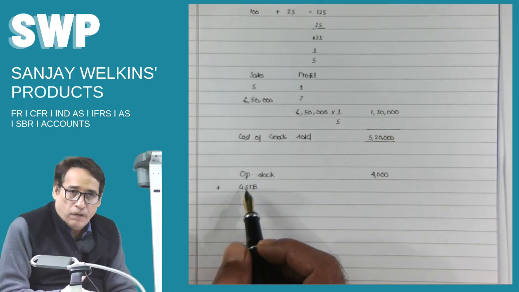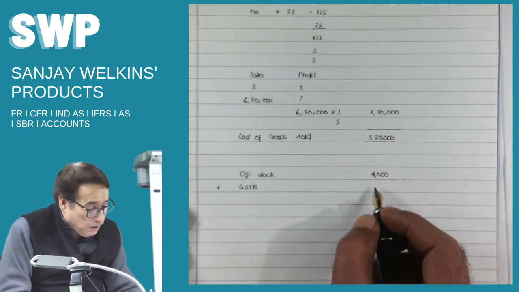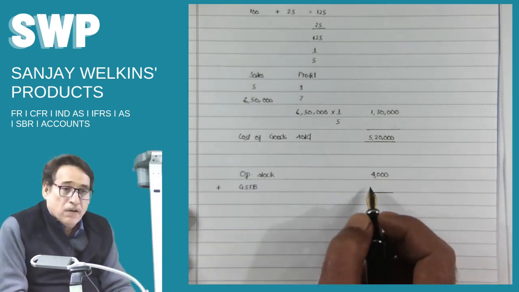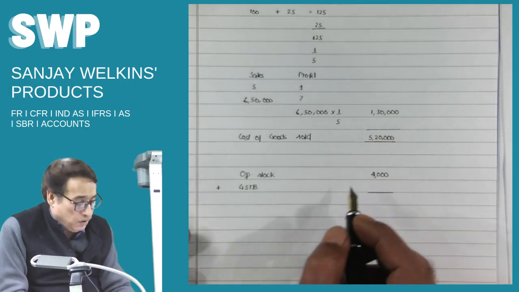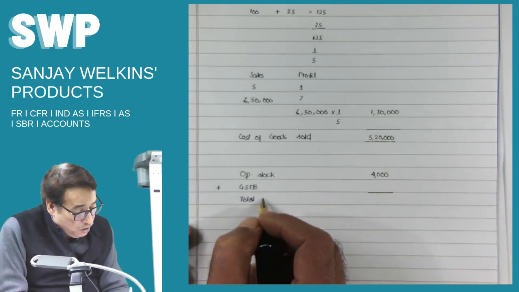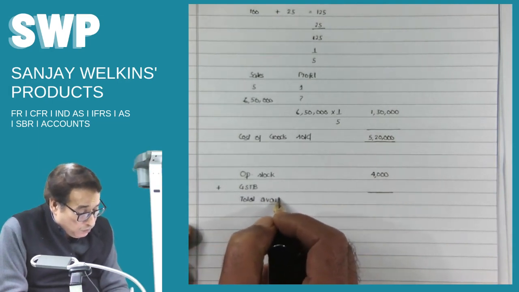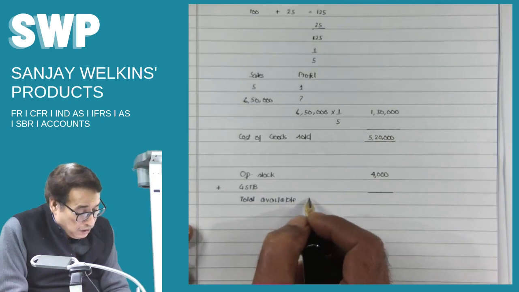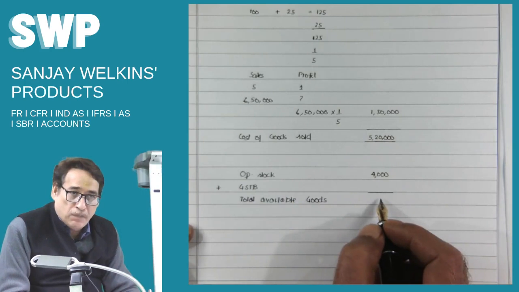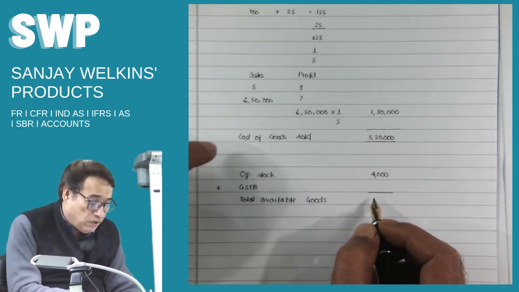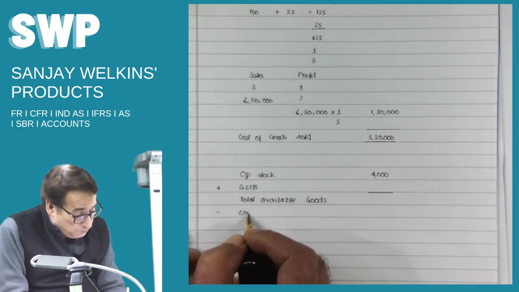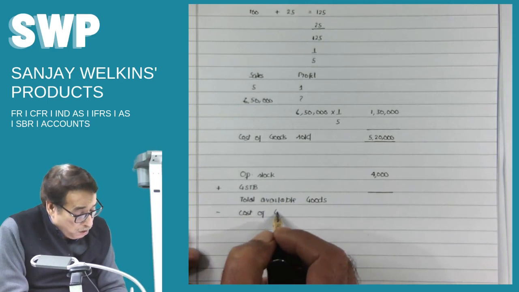Head office quite obviously will send you some goods in the current year. We do not know this figure at this moment. But supposing you received some goods, that means total available goods with you is equal to this much. Total available goods with the branch. And out of this much, you have sold out this much of goods. So less cost of goods sold.